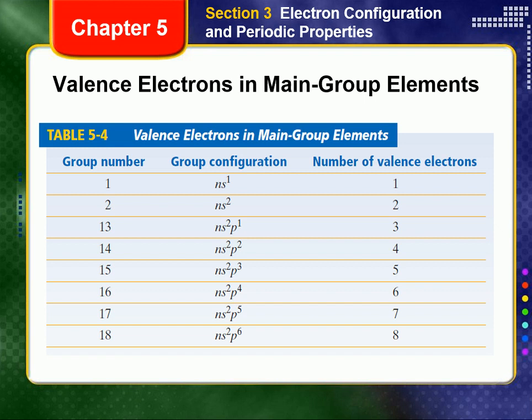The elements of group 13 through 18 have a number of valence electrons equal to the group number minus 10. In some cases, both the s and p sublevel valence electrons of the p block elements are involved in compound formation. In other cases, only the electrons from the p sublevel are involved.